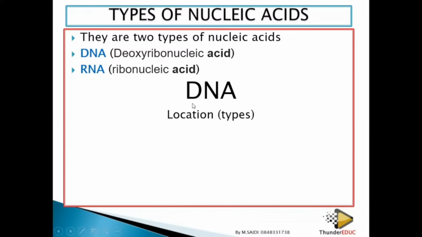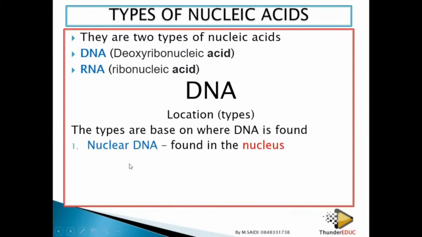DNA. Let's look at it. Where is it located? The types of DNA we have will be determined by where the DNA is found. Number one, we have nuclear DNA. It means that it's found in the nucleus. It's called nuclear because it's found in the nucleus. You can't call it nucleus DNA. When you're adding something on the nucleus, it becomes nuclear. It must end with R.